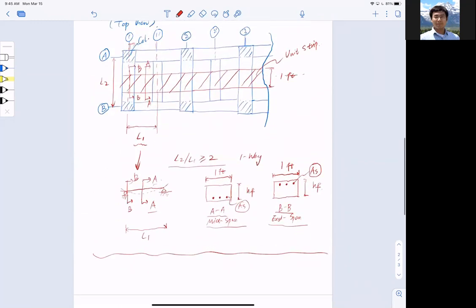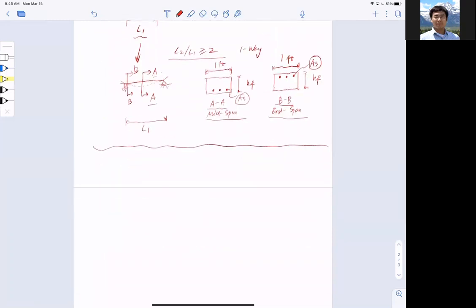So quickly, we have L1, L2, and we determine one way by using the L2 over L1 ratio greater than or equal to 2, and then we call it one way. And we cut the different cross sections, right? Here in the middle, we have reinforcement at the bottom. Here at the end, we have reinforcement at the end support. Okay, so this is how we're going to design it.